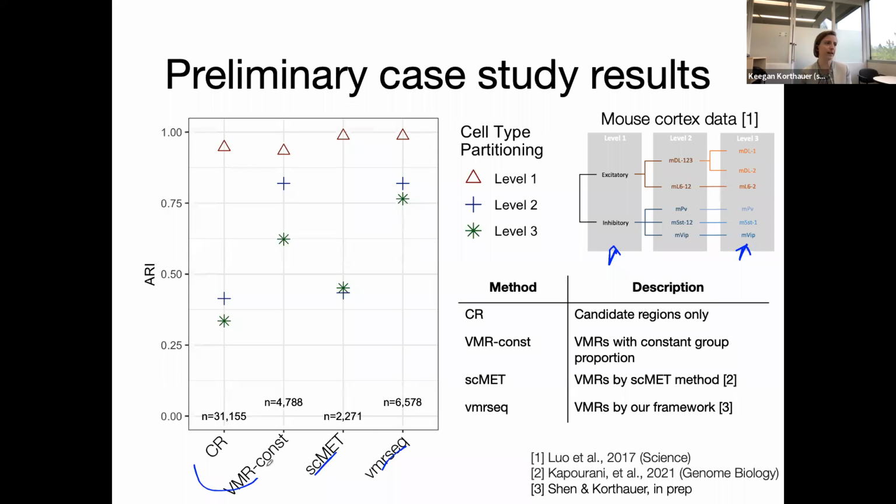So you can see that those approaches don't do well, even though all approaches do a relatively good job on the broad, easy 2-category prediction. VMR-seq is the only one that does reasonably well on the fine-grained level 3 hierarchy.